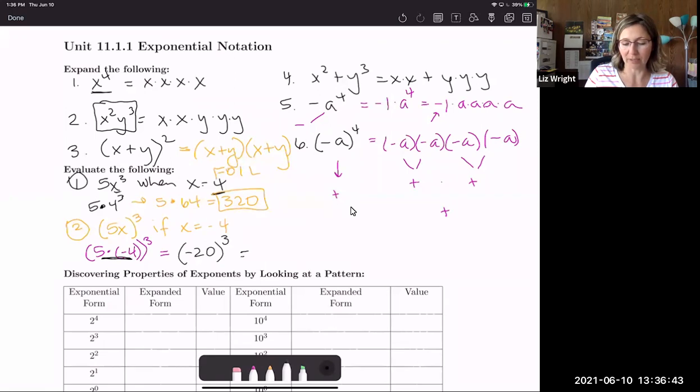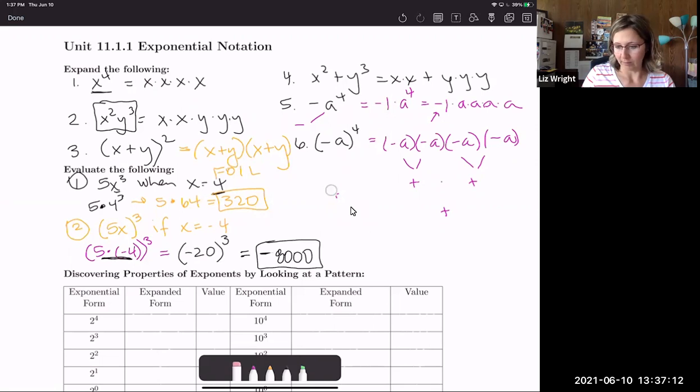So think about that. There's going to be 3 negatives, which means my answer is going to be negative. And then 20 cubed, think about what 2 cubed would be. It was going to be 8. So if we're going to take 20 cubed, it's going to end up giving us 8,000. And then again, it's negative because of our negative to the third power. So we get -8,000. All right, let's try a couple more.